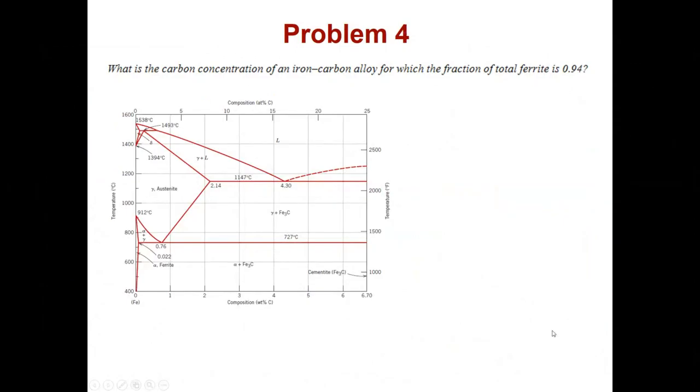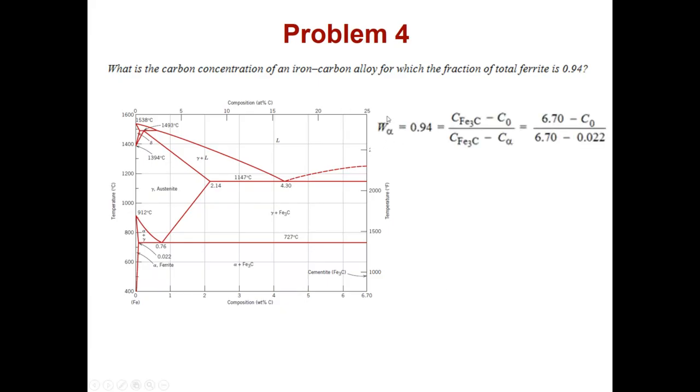What is the carbon concentration of an iron carbon alloy for which the fraction of total ferrite is 0.94? Well, in order to do this problem, we've got to make use of the lever rule, and this time we have the amount of the alpha phase available. So if we apply the lever rule, we can easily compute the carbon concentration, and that is this way.